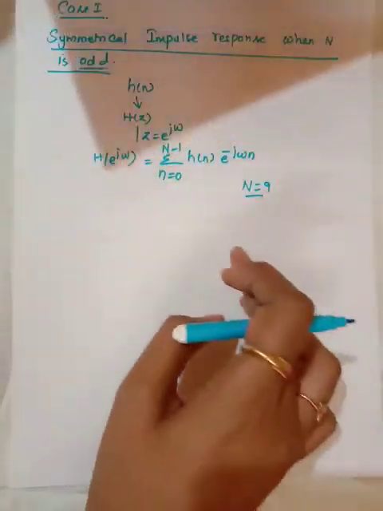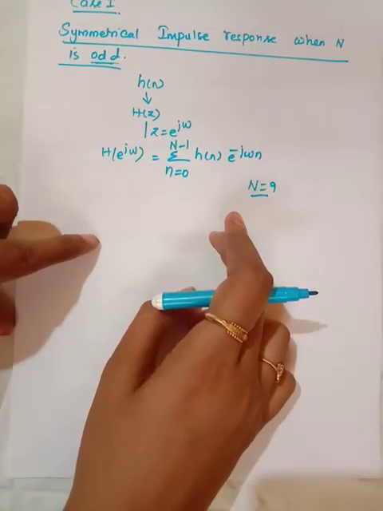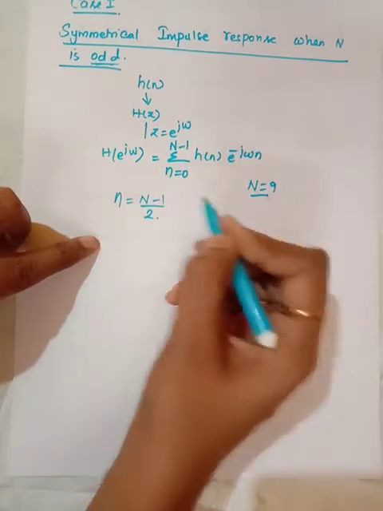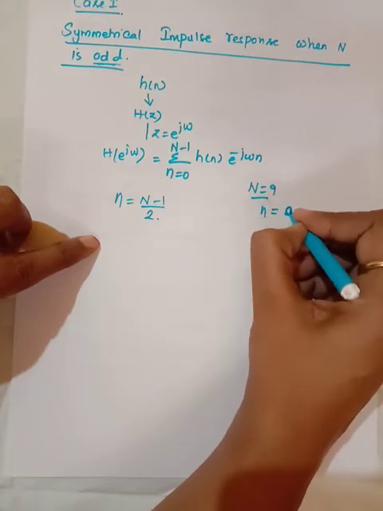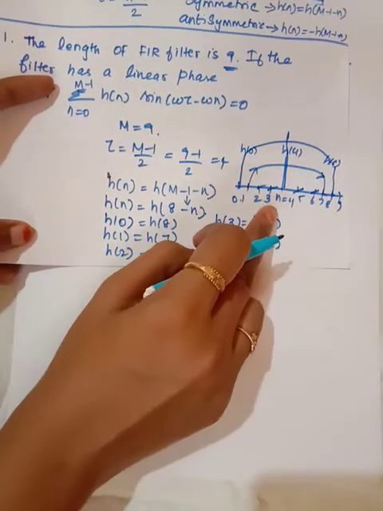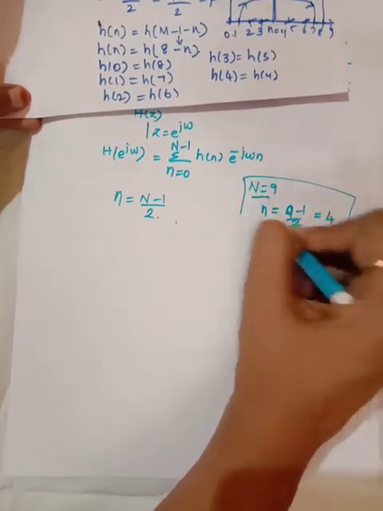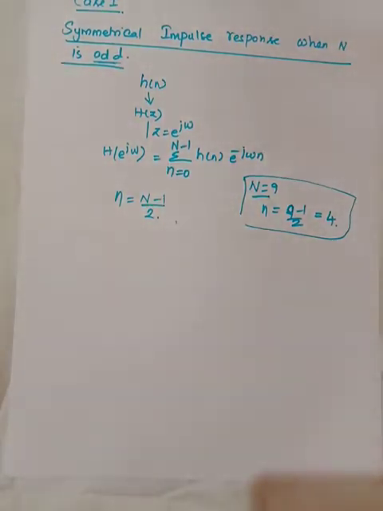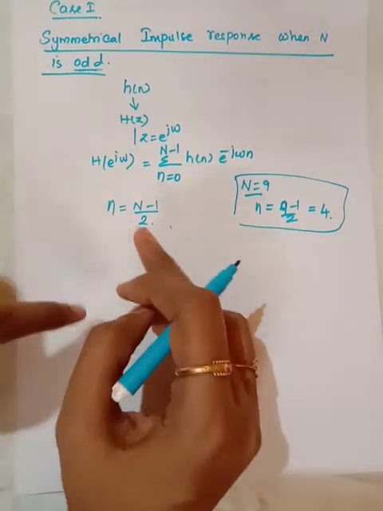In this problem the case is odd. If it is odd, the center of symmetry lies at (N minus 1) by 2. Consider N equal to 9, so (9 minus 1) by 2 is equal to 4. See here, the center of symmetry lies at n equal to 4. This is for example. So in general we need to write it, and we need to divide this equation into three parts.